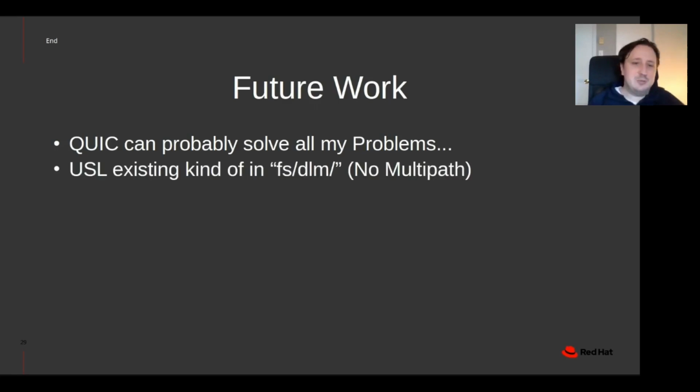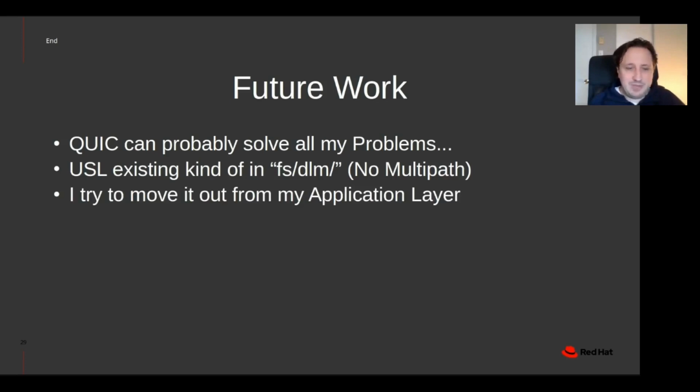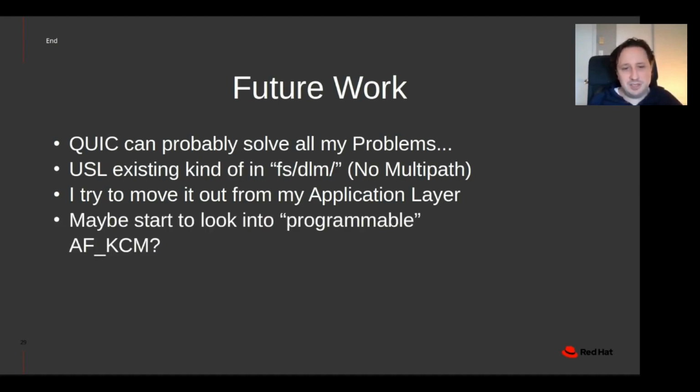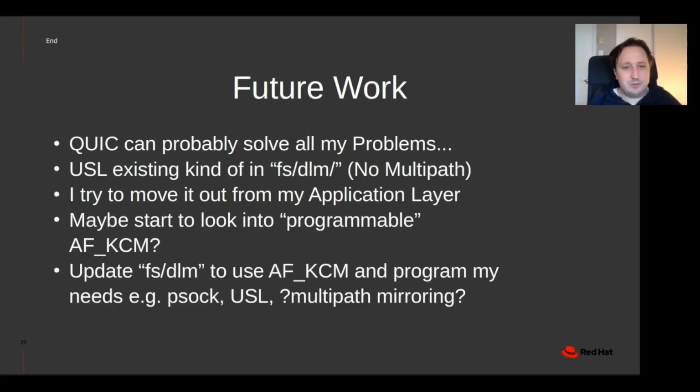And USL already exists for the TCP and SCTP support in DLM. But I don't have the multipath idea there yet with the redundant TCP socket. Maybe I want to move this USL out of my application layer, and I try to find where I can put it, and AF_KCM to make it programmable could be one solution. Then I can maybe update the DLM to use AF_KCM, and do the programming of the multiplexer.